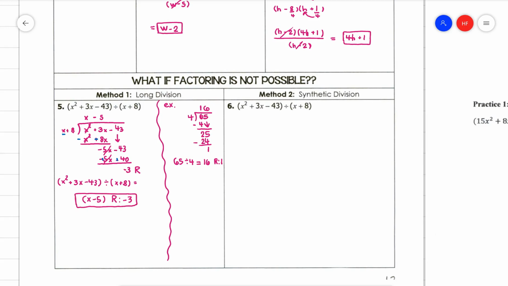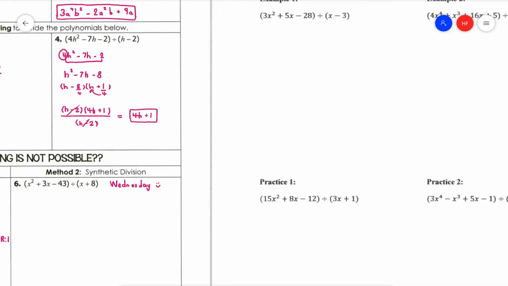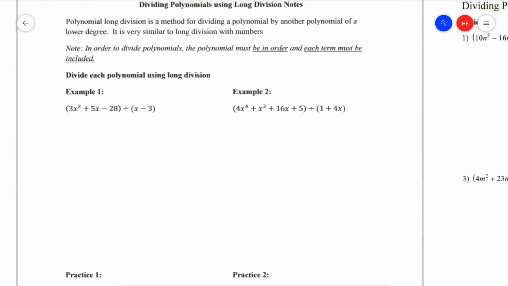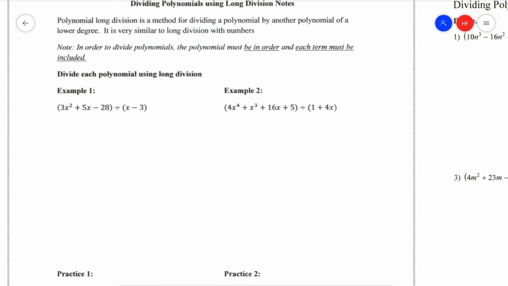Don't worry, we are going to do some more examples just to make sure that we see it enough times before we throw you in there. So again, we're going to do synthetic division on Wednesday. So we are starting with long division. So we're going to continue using long division with the next page of notes.